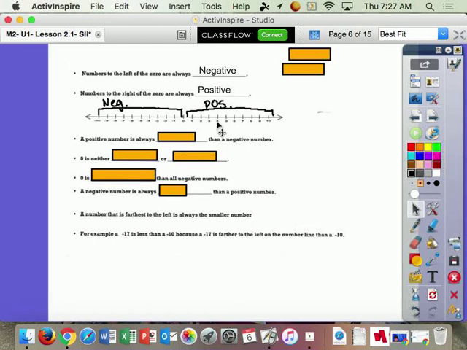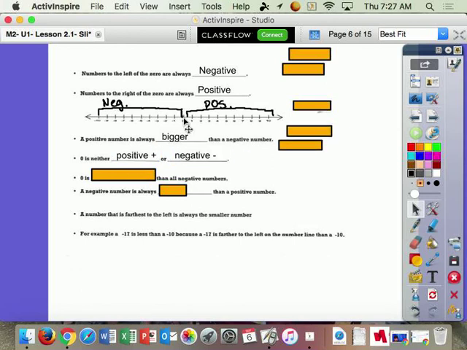A positive number is always what? If you're looking at these numbers, what are they compared to these numbers? If you're thinking about greater than, less than, or equal to. They're greater than, good. Zero is neither what? Positive or negative. That's why it doesn't actually get touched here, because it's kind of in the middle. And zero is always what? It's always bigger. It's always greater than. Zero is always bigger than any negative number. All right? It's better to have $0 than be in debt. A negative number is always less than a positive number. I'd definitely rather have money in my pocket than owe somebody money.